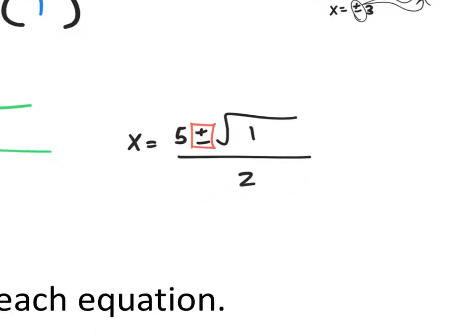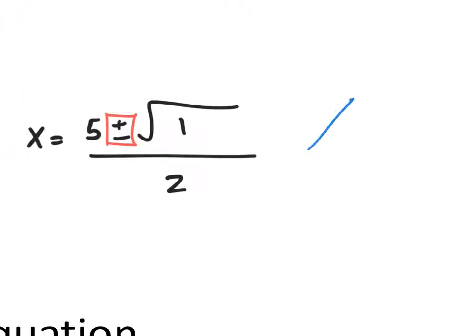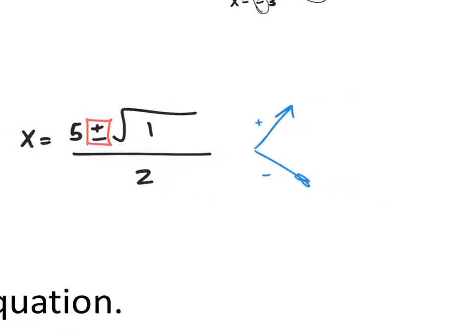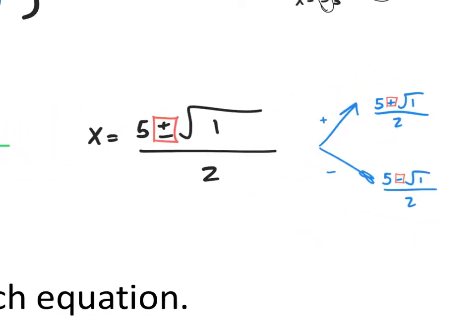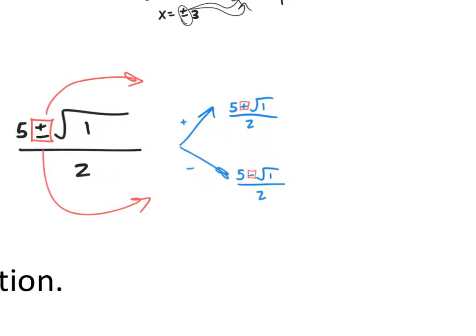So anytime we're doing our quadratic formula, that plus or minus will be there to split our answers into two pieces. And so what we'll do to find those two pieces is we'll just split them off into what those are. So we'll have 5 plus square root of 1 divided by 2, and 5 minus square root of 1 divided by 2. And notice here that the only thing that's different about these two is that they're split up between the positive and negative case, because I needed to account for both of them.